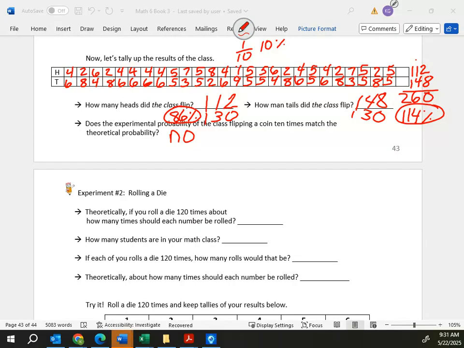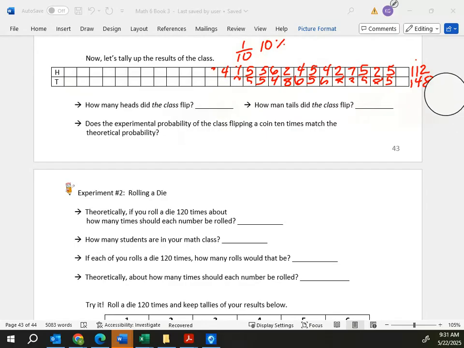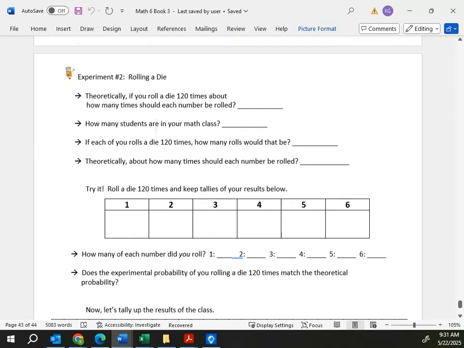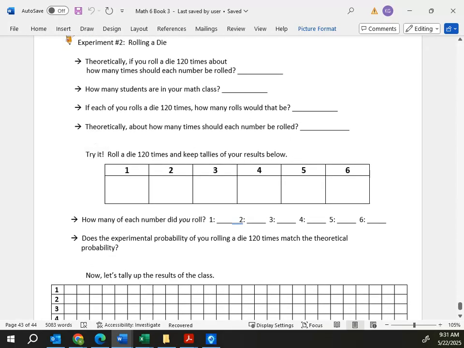10% is closer to 100% than 86%? Yeah, the whole class. Looking at the whole class's probability got us closer to that theoretical probability. Now, we're going to do something, what? Well, then you'll have to watch the video. Now, let's look at the rolling a dice experiment.